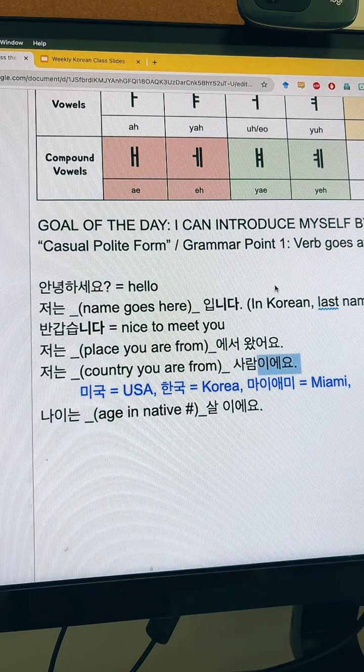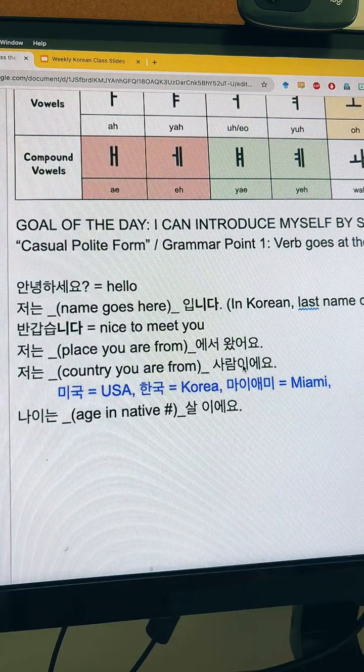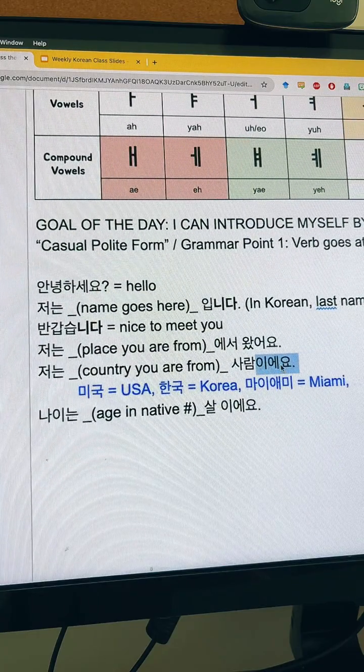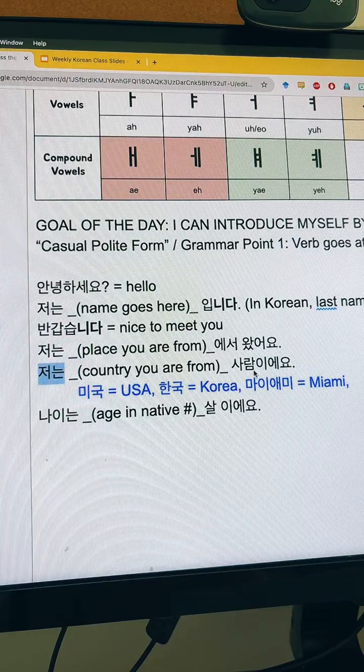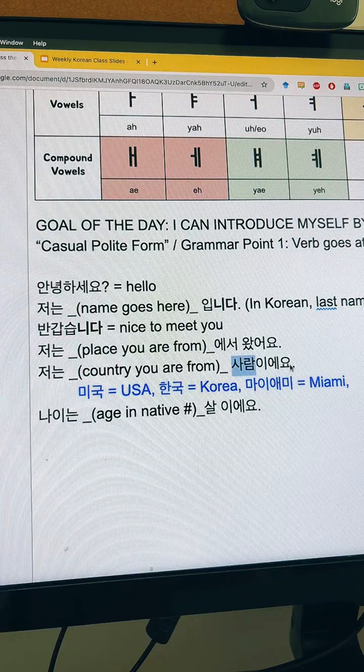저는 blank 사람이에요. 이에요, again, verb goes at the end. So the verb is 이에요. 이에요 basically means it is. So for yourself, it's like I am a USA person. 저는 미국 사람이에요. 사람이에요. 사람 means person.